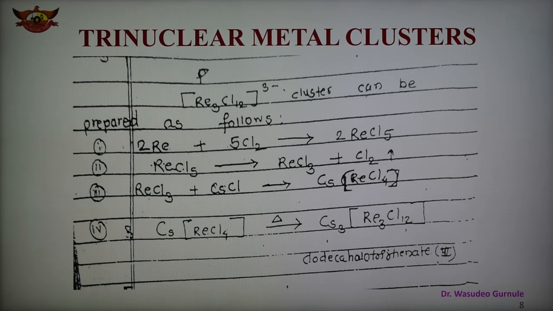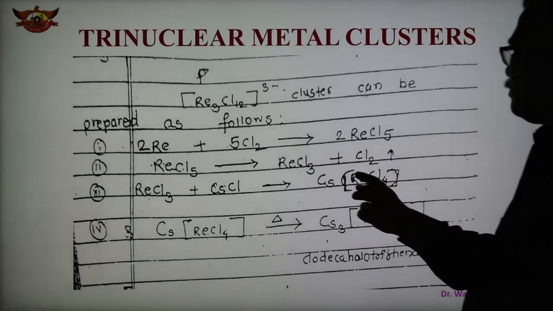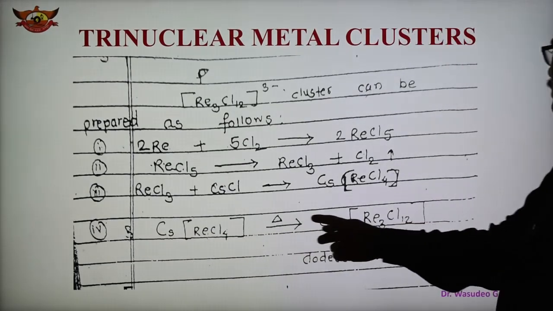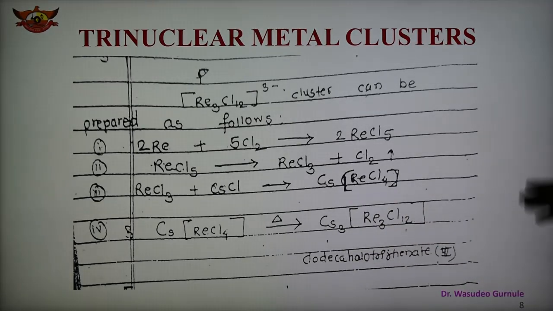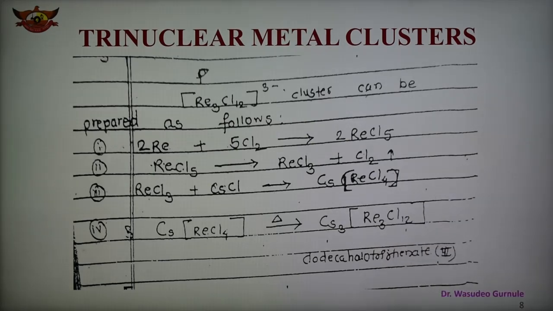So in this way, cesium ReCl4 addition compound is formed. In the fourth step, we take 3 molecules of this compound, and when we heat, it forms Cs3Re3Cl12. So this is the compound in which this is the unit Re3Cl12 3 minus.